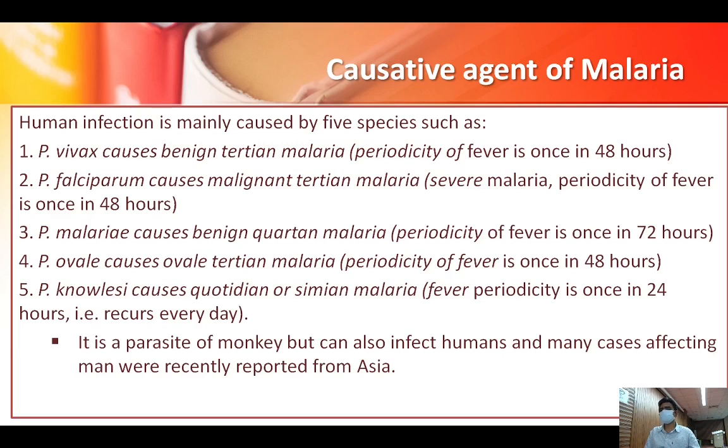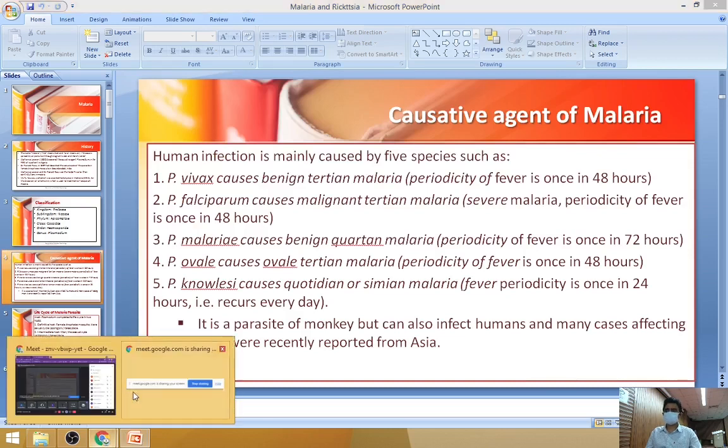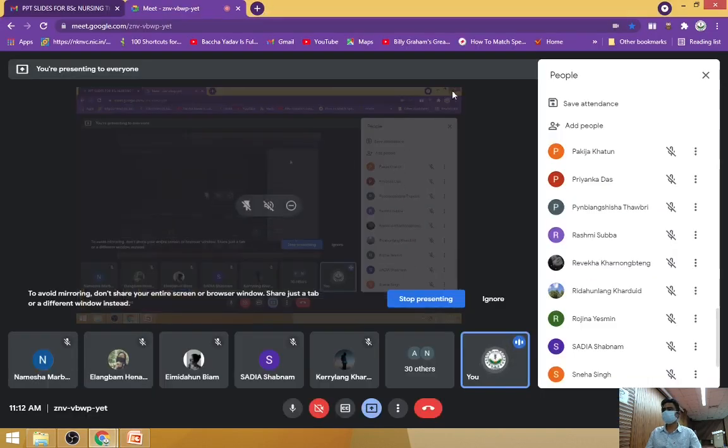It is basically a parasite of monkeys, but it is now known to cause infection in humans. Initially it was present in Thailand, but now even in India a few cases have been reported. So note all these five species and remember the names. Plasmodium vivax is known to cause benign tertian malaria. Why is it called benign? Benign means it does not cause very serious disease.